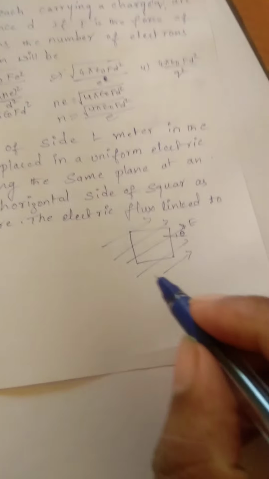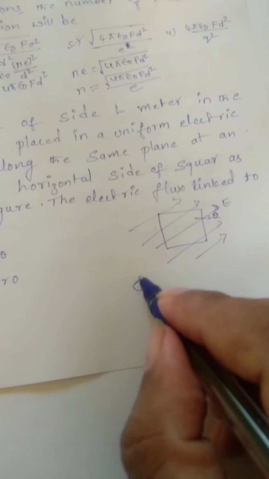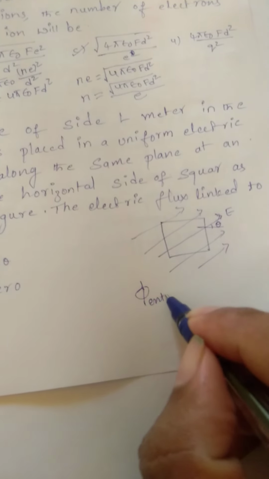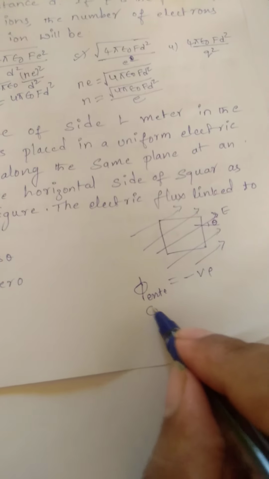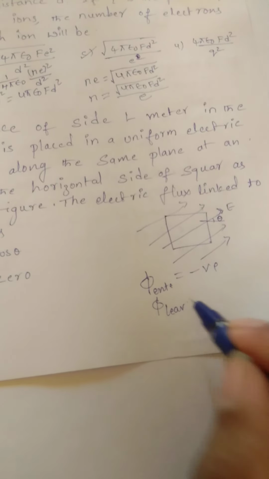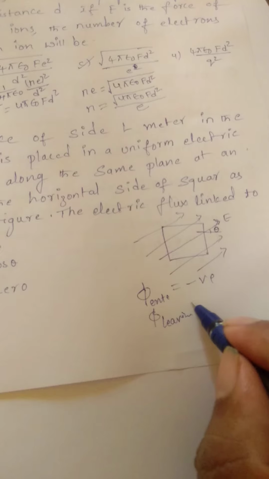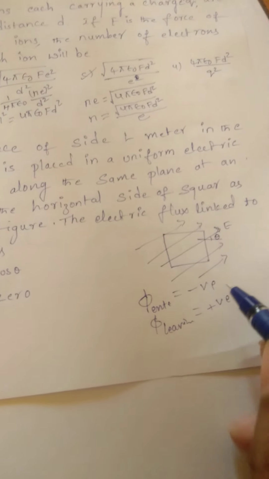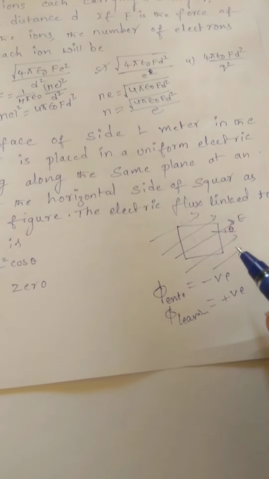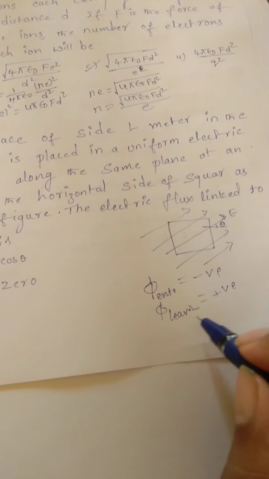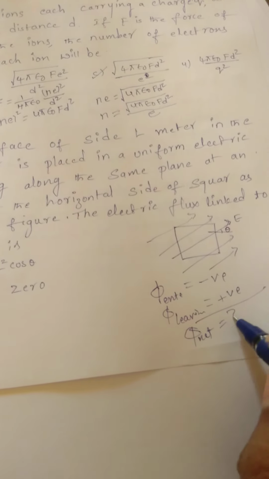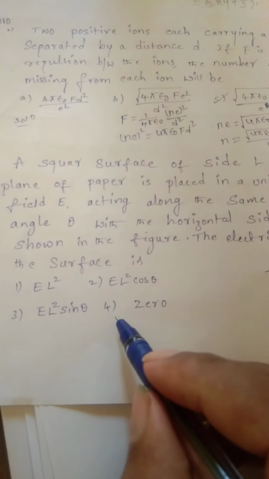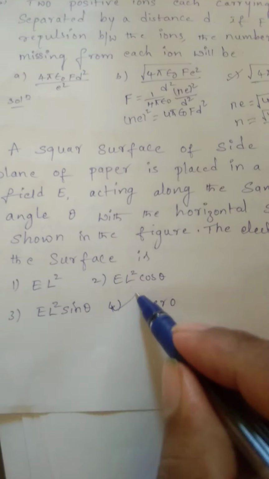So here you should remember that the flux entering is taken as negative, and the flux leaving the surface is taken as positive. But the magnitude of the flux which enters the surface and leaves the surface is the same, and hence the net flux will be 0. Therefore the right option will be 0. Next we will go for the next question.